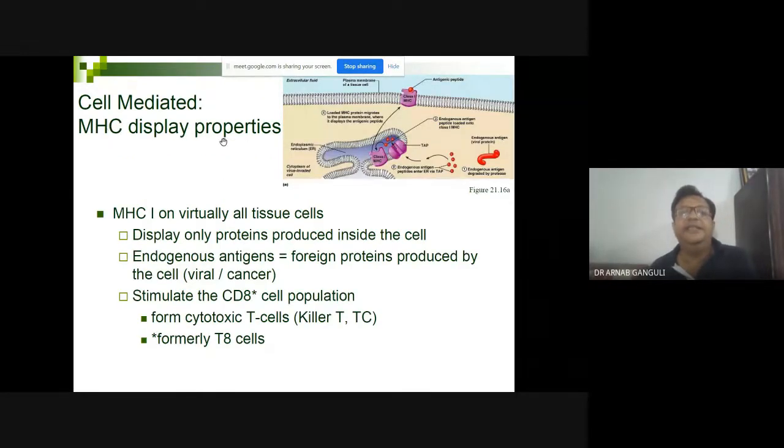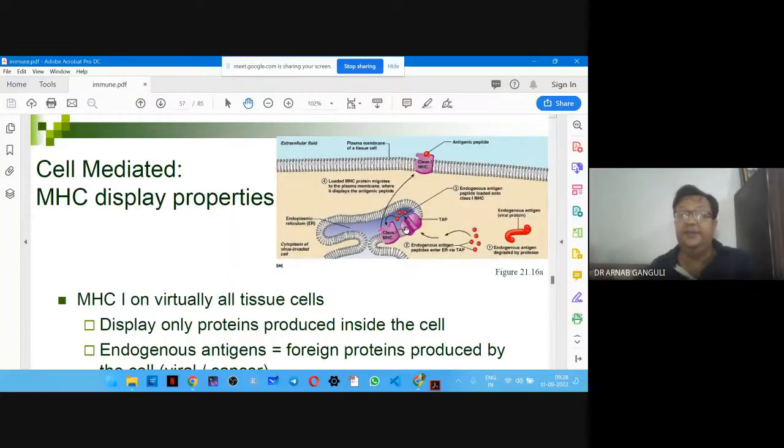So, MHC display properties. MHC1 is expressed on virtually all tissue cells. See, the antigenic peptide and class 1 MHC are here. Actually, first is the endogenous antigen. Let me enlarge this picture.